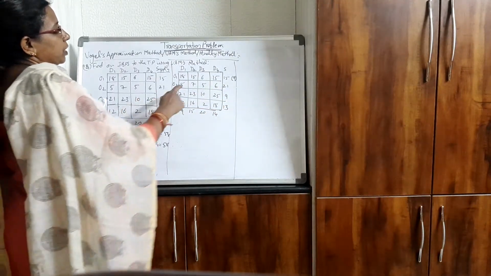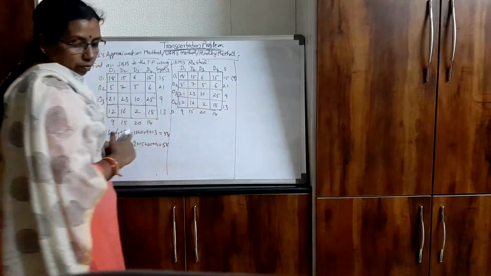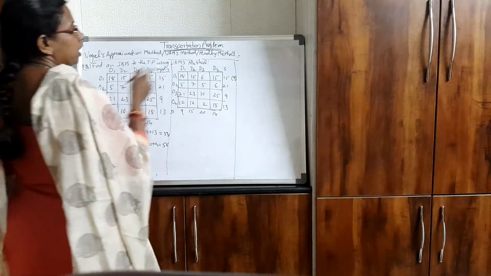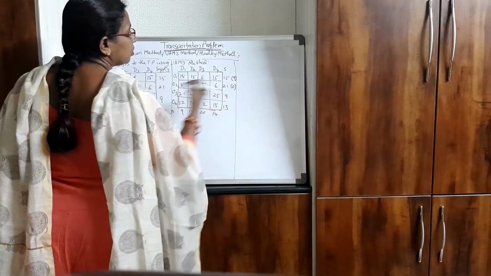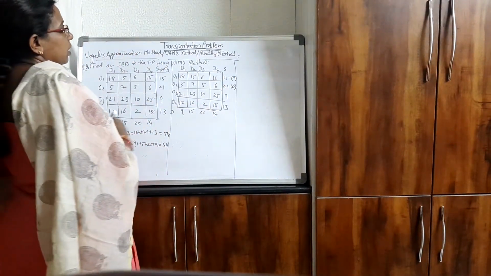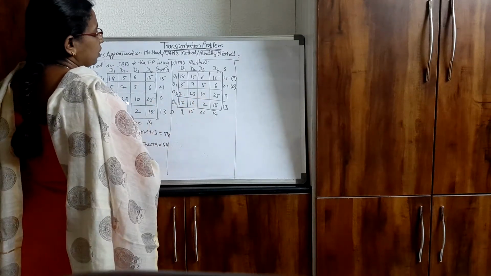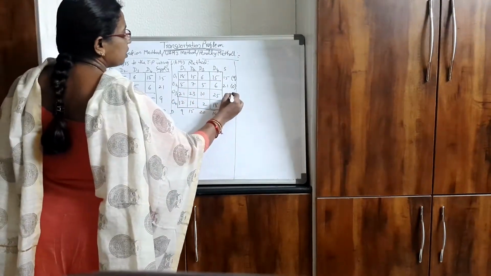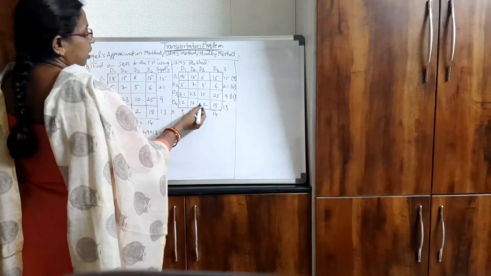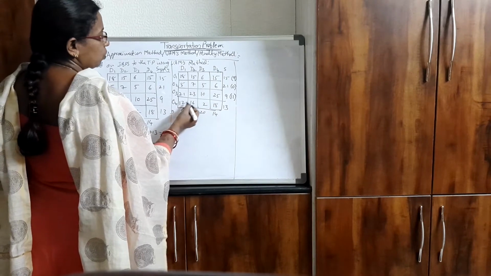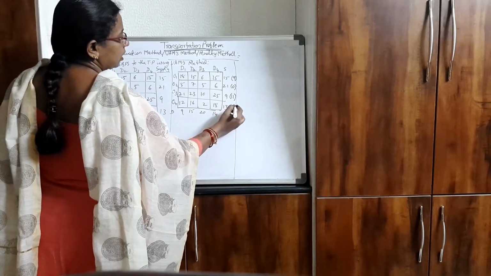Similarly, in the second row, the minimum is 5. The next minimum is also 5. So 5 minus 5 you will have 0. Similarly, in the third row, the first minimum is 10. The next minimum is 21. So 21 minus 10, the difference is 11. In the last row, 2 is the minimum, the next minimum is 12. So the difference of 12 and 2 is 10.